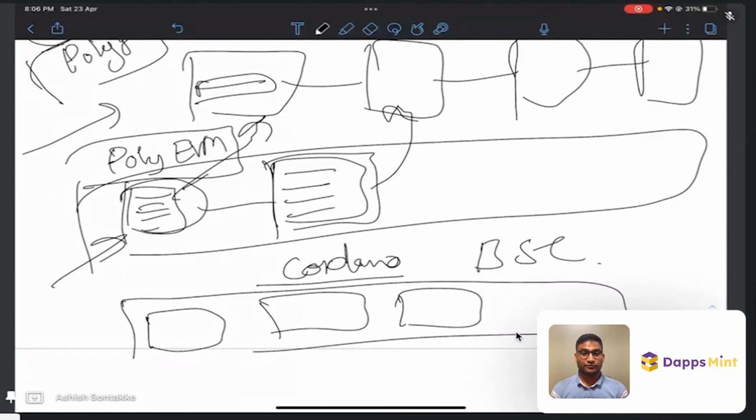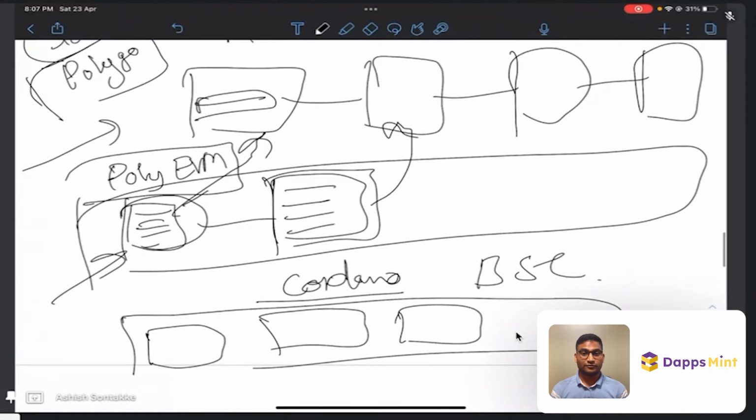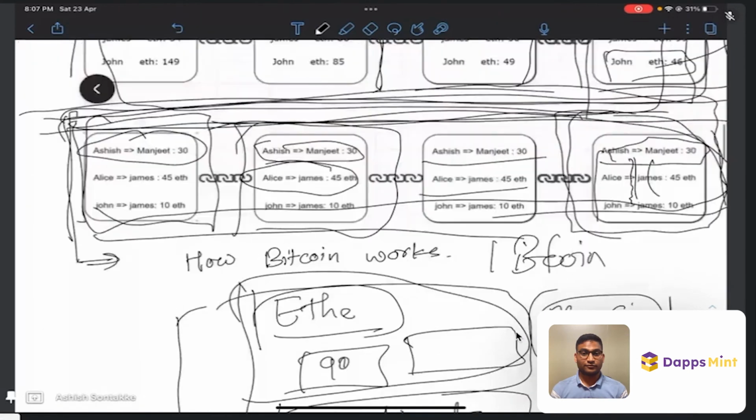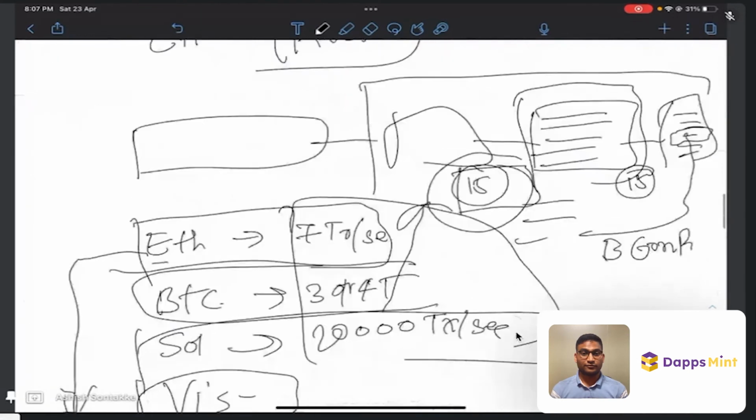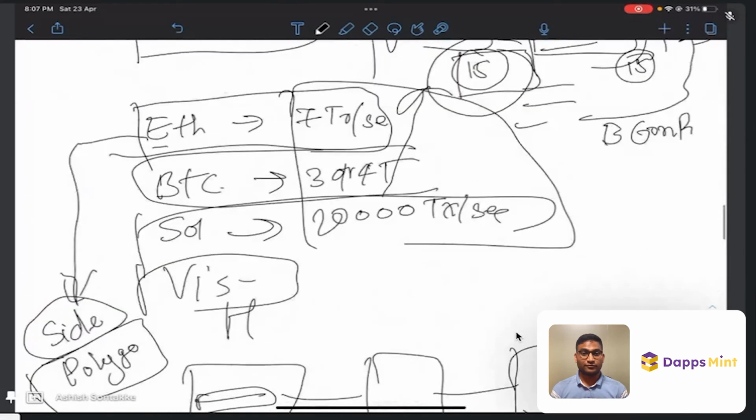So why did these guys create separate chains in Cardano and BSC that won't be interoperable with Ethereum? Okay, so how it works is, why does Ethereum take 15 seconds to create a new block? It can do faster as well, right? Why does Bitcoin take 10 minutes to add a new block? It can do faster as well.